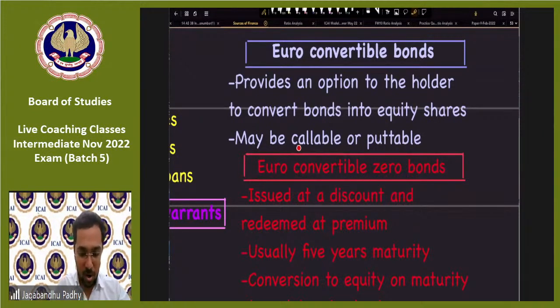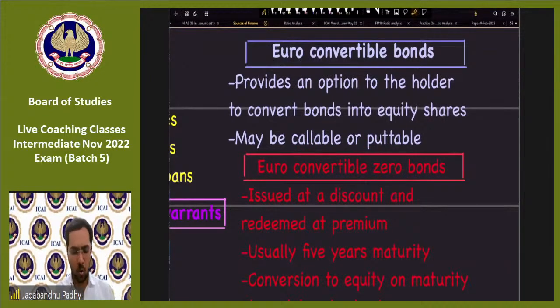Okay, so they may be callable or puttable. Callable means the company can redeem it before the due date. Puttable means the investor can redeem it before the due date. Investors can give the bond back to the company and ask for the money before the due date also. So that's what we mean by callable and puttable bond.